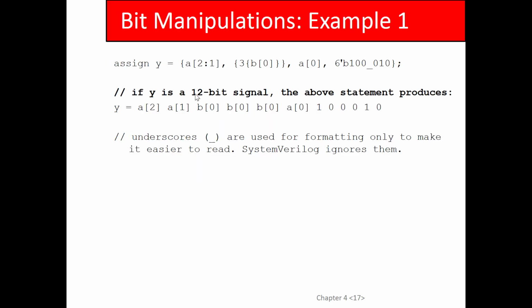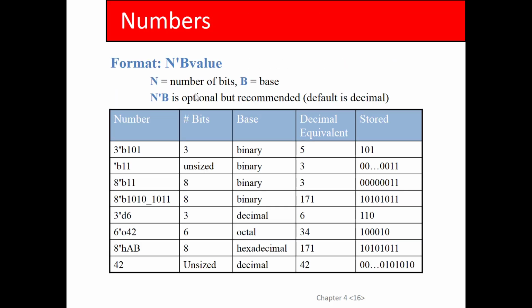What I'm trying to say is, it won't give you an error if you don't give it a size designator. So if you just say 'h10, that'll work, but it's going to assume that's a 32-bit signal. And likewise, if you just say 42 with no base, it's going to assume it's decimal, right? Decimal is the default base.